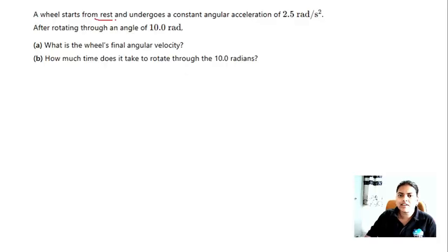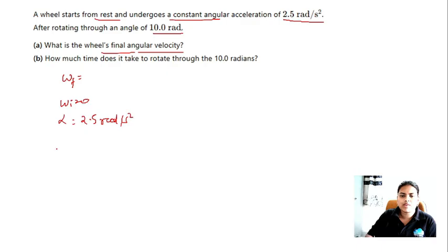A wheel started from rest undergoes a constant angular acceleration of 2.5 radian per second square. After rotating through the angle of 10 radian, what is the wheel's final angular velocity? So we have to find the final angular velocity. Initially it is 0. Alpha is given to us, which is 2.5 radian per second square, and theta is the distance it covered, which is equal to 10 radian.